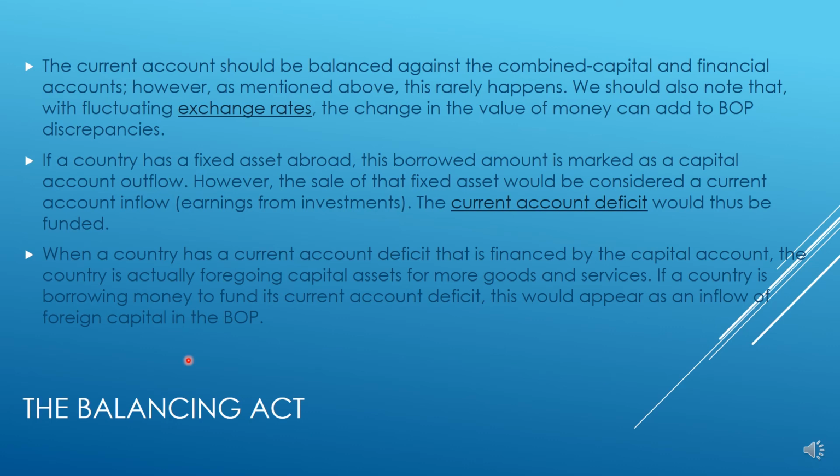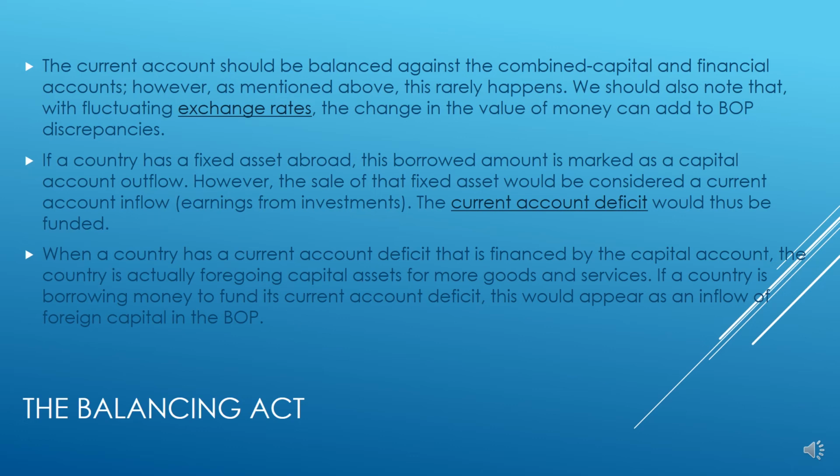The balancing act. Now, the current account should be balanced against the combined capital and financial accounts. However, as mentioned above, this rarely happens. We should also note that with fluctuating exchange rates, the change in the value of money can add to balance of payment discrepancies. If a country has a fixed asset abroad, this borrowed amount is marked as a capital account outflow. However, the sale of that fixed asset would be considered a current account inflow, that is, earnings from investments. The current account deficit would thus be funded.